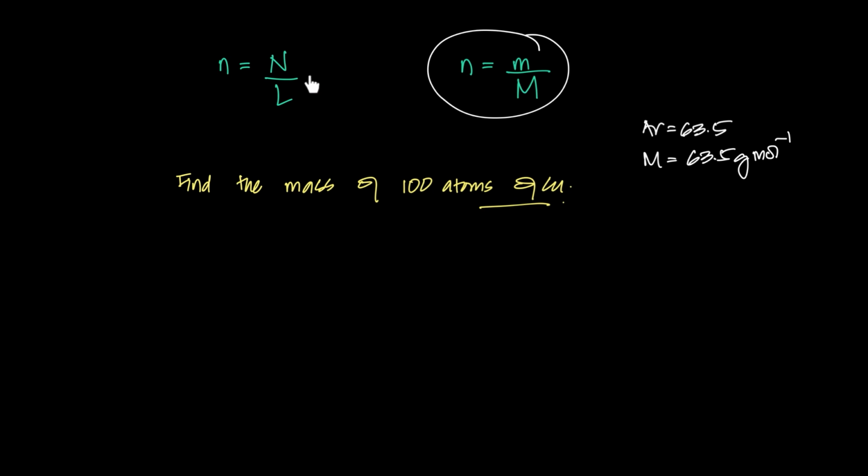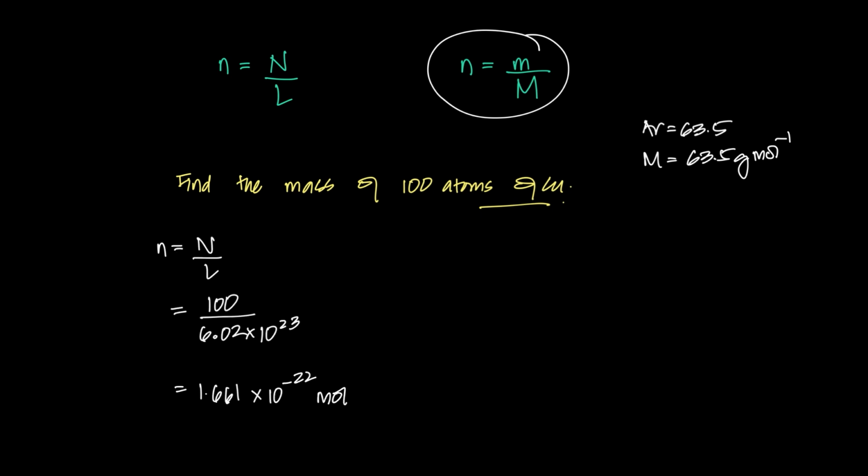So I will find the number of moles using this relationship, because the number of moles is the number of particles over Avogadro's number. Number of particles is 100 atoms only, and the Avogadro's number is 6.02 times 10^23. So how many moles of particles do I get? I get 1.661 times 10^-22 moles. Now I'm using 4 significant figures, and then I'll round off to 3. So here I got these many moles of copper. So that means this many atoms of copper is this many moles.